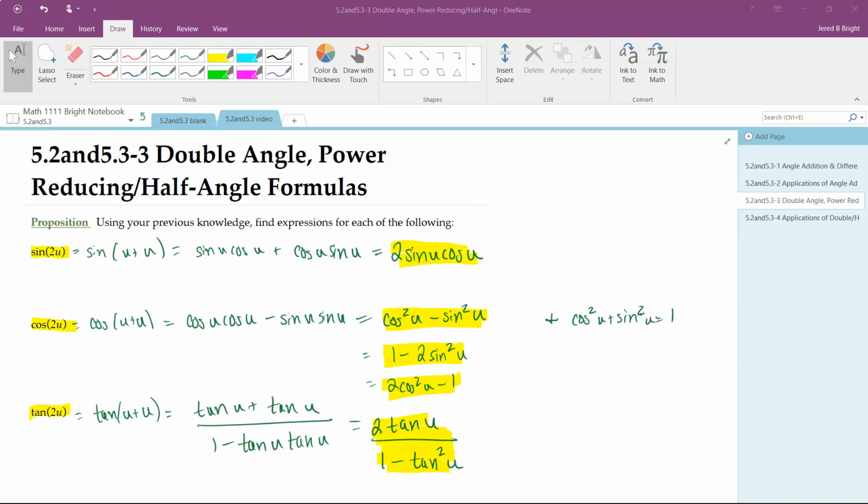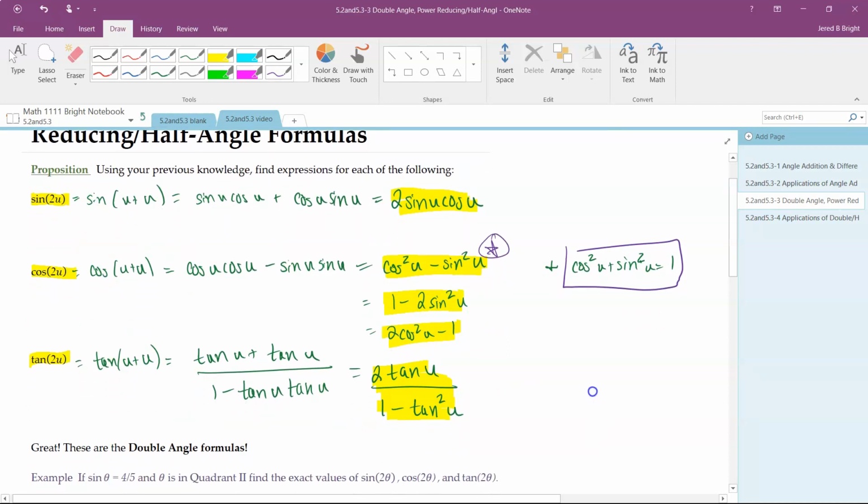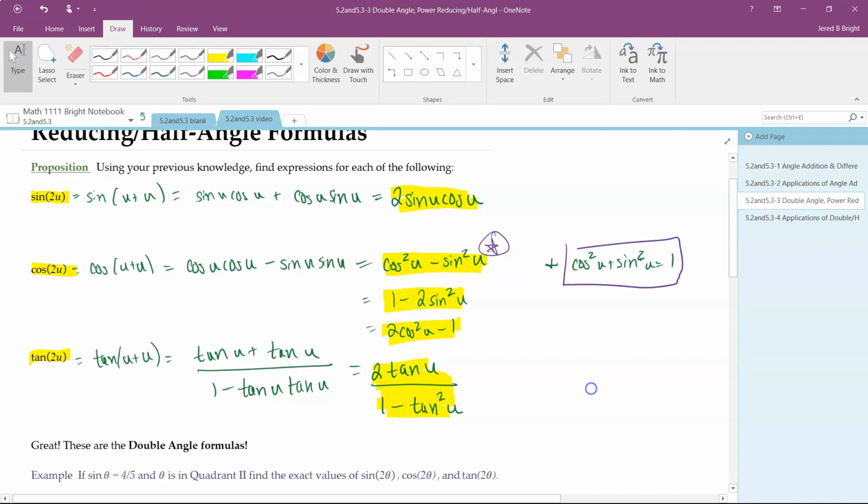And here are the answers. Sine of 2u is 2 sine u cosine u. Cosine 2u has three equivalent forms, all making use of the Pythagorean identity, cosine squared plus sine squared is 1. The first one is the standard one, and you can derive the other ones by using various versions of that Pythagorean identity. And tangent of 2u is also given there. These are the double angle formulas.